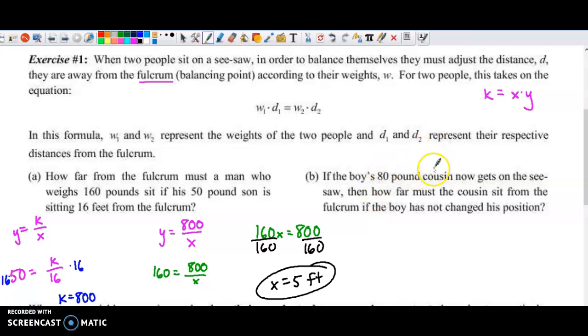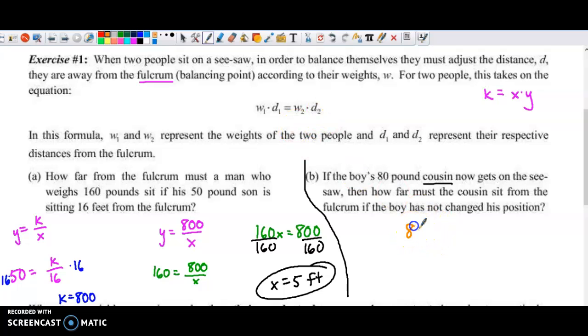Okay, so if the boy's 80-pound cousin now gets on the seesaw, then how far must the cousin sit from the fulcrum if the boy does not change his position? Kind of wish they were a little bit more clear on this one, but the whole thought process is the man gets off and the cousin is now on. So let me teach the other way that you can do this. So this is not typically how I teach it. I'm going to use this formula up here.